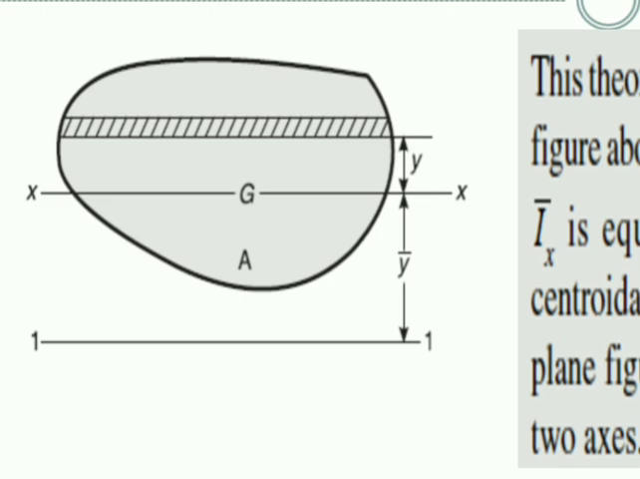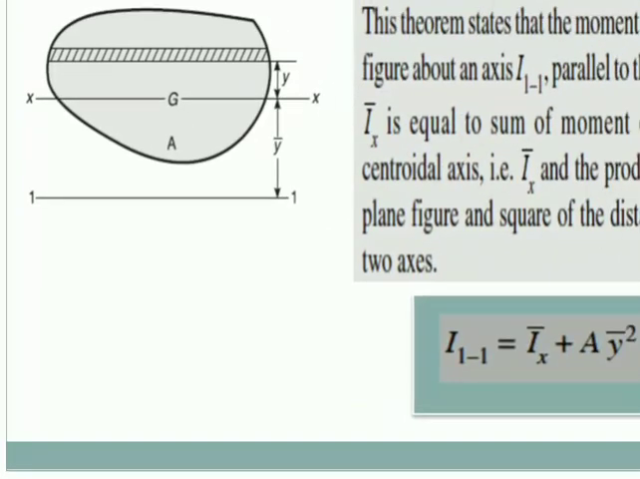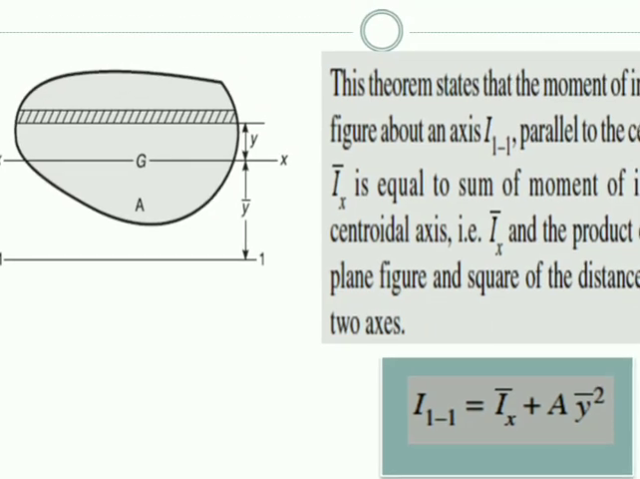So if we have parallel axes, then this theorem says that the moment of inertia about an axis, which axis we are taking, 1 1, that is I11, is equal to the moment of inertia about centroidal axis, that is Ix or Ixx, plus the product of the total area A into the square of the distance between the two axes. Now here the square of the distance between the two axes is y bar square.